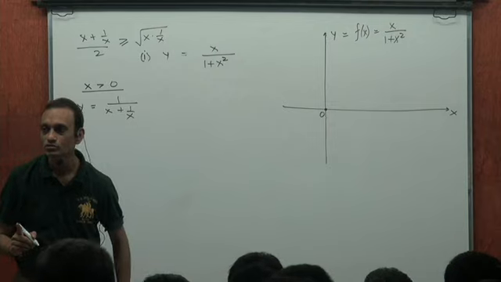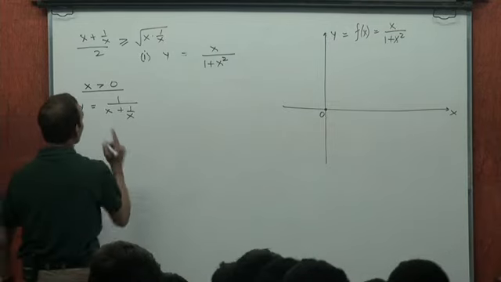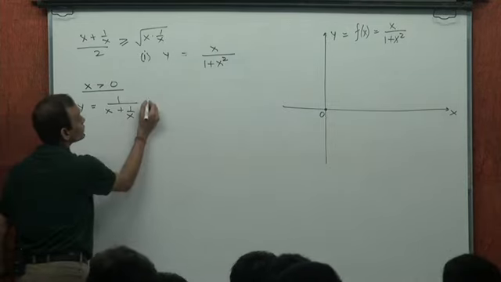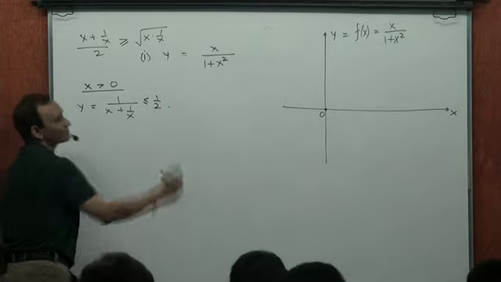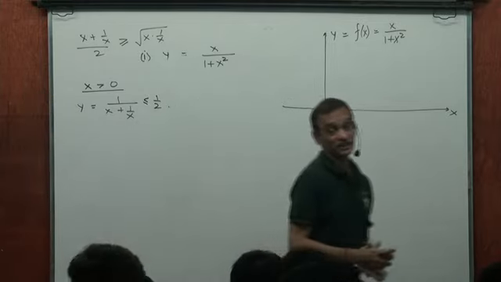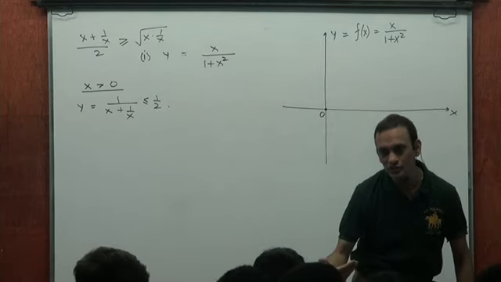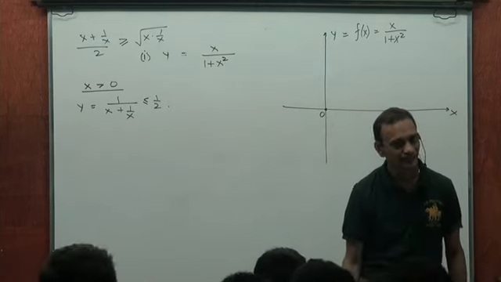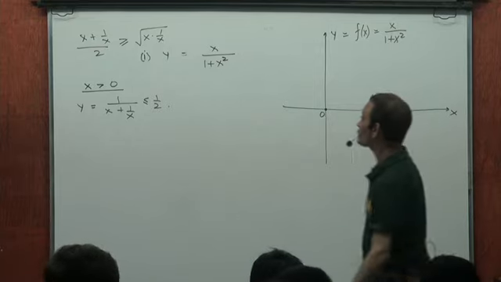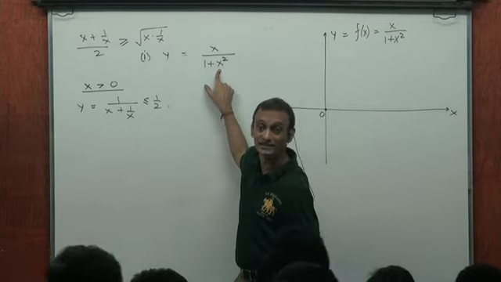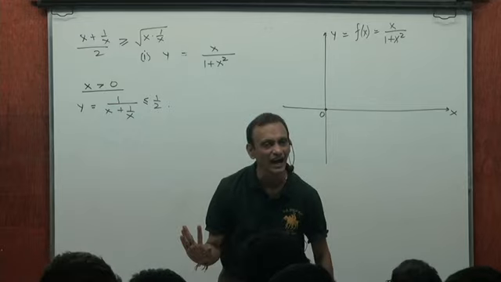Therefore, y will always be less than or equal to half, because the denominator is always greater than or equal to 2, so 1 by the denominator will always be less than or equal to half. That means y never exceeds half. For x greater than 0, y never exceeds half.